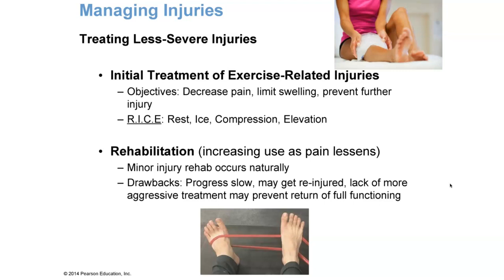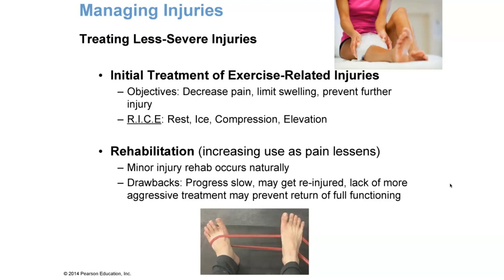All right, so rehab, increasing use as pain lessens. Some injuries are going to just have natural rehab, and what we mean by that is just by natural use. Other ones you're going to have to do actual exercises in order for it to get back to its normal functioning. So minor injury rehab occurs naturally.